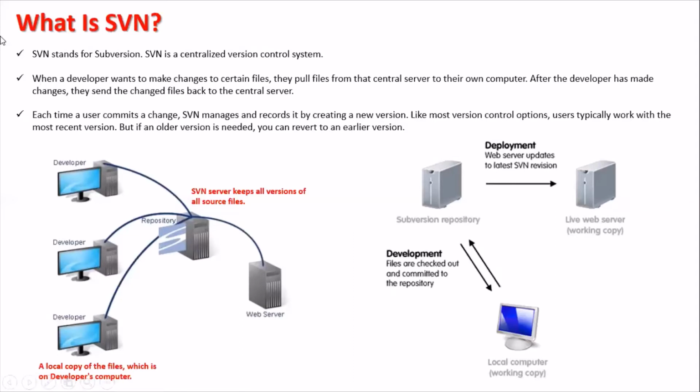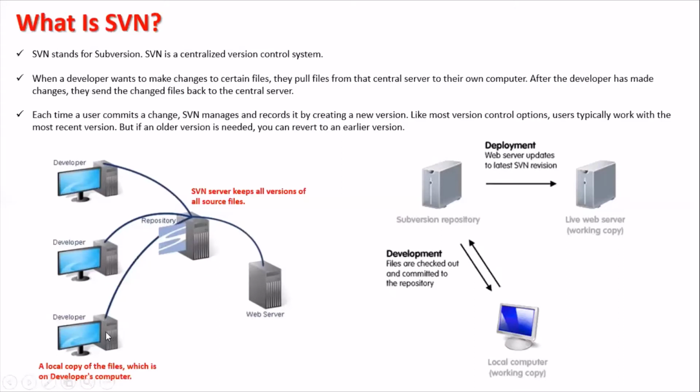So today we are going to learn about SVN. SVN stands for Subversion. SVN is a centralized version control system, unlike Git, because Git is a distributed version control system. When a developer works on a project, he saves his project on the SVN server, and finally that gets deployed to the web server.